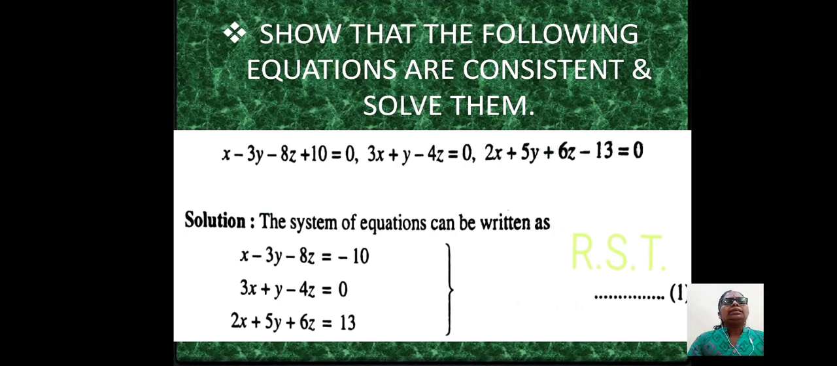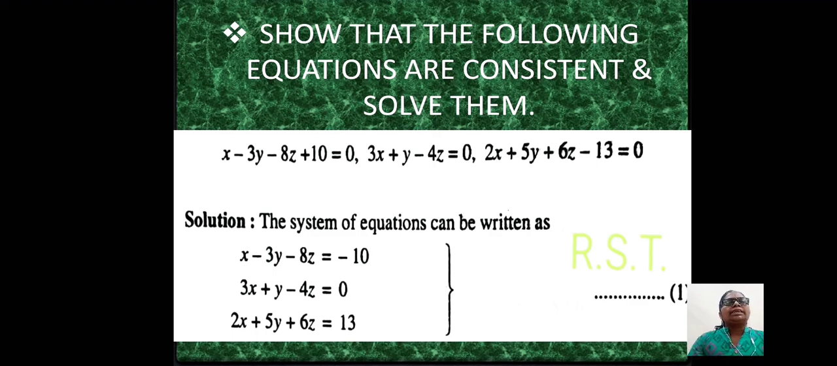Now we consider some examples. Solve this example. x minus 3y minus 8z plus 10 equal to 0, 3x plus y minus 4z equal to 0, 2x plus 5y plus 6z minus 13 equal to 0.